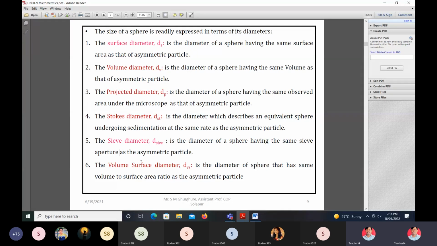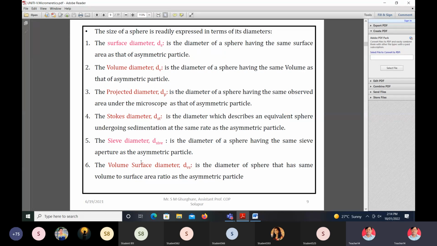Volume diameter is defined as the diameter of the sphere having the same volume as that of an asymmetric particle. Third, projected diameter: the diameter of the sphere having the same observed area under the microscope as that of an asymmetric particle is called the projected diameter.